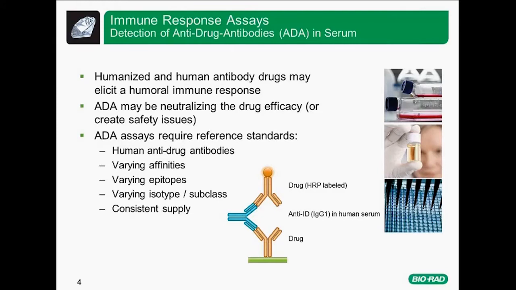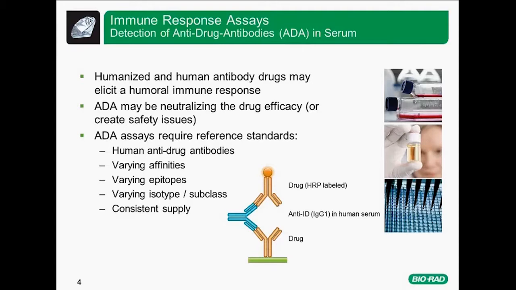So one of the major assay types where anti-idiotypic antibodies are used are immune response assays for detection of anti-drug antibodies in serum. Protein drugs are frequently immunogenic and lead to development of anti-drug antibodies. And even humanized and human antibody drugs may elicit a humoral immune response, and these anti-drug antibodies may be neutralizing the drug efficacy or create safety issues. Therefore, for preclinical and clinical development of antibody drugs, innovator drugs as well as biosimilars, the sponsor must show the immune response to the drug.